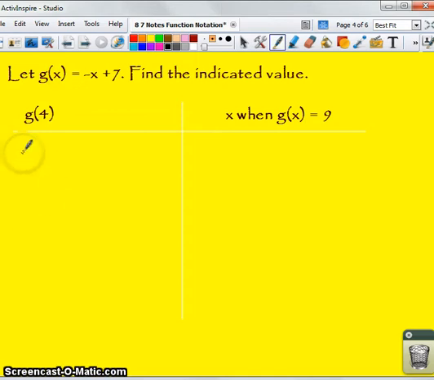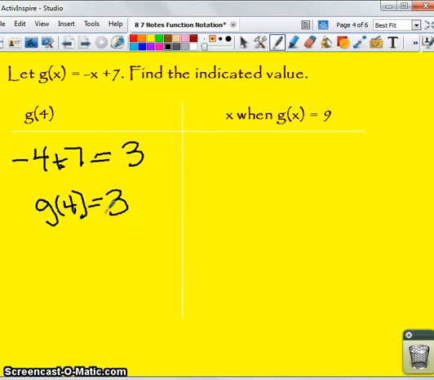So we're going to do the same thing we did when we had f of x, and we're going to plug this 4 in for every x we see. So we're going to get negative 4 plus 7. And this is equal to 3. So we have g of 4 is equal to 3.